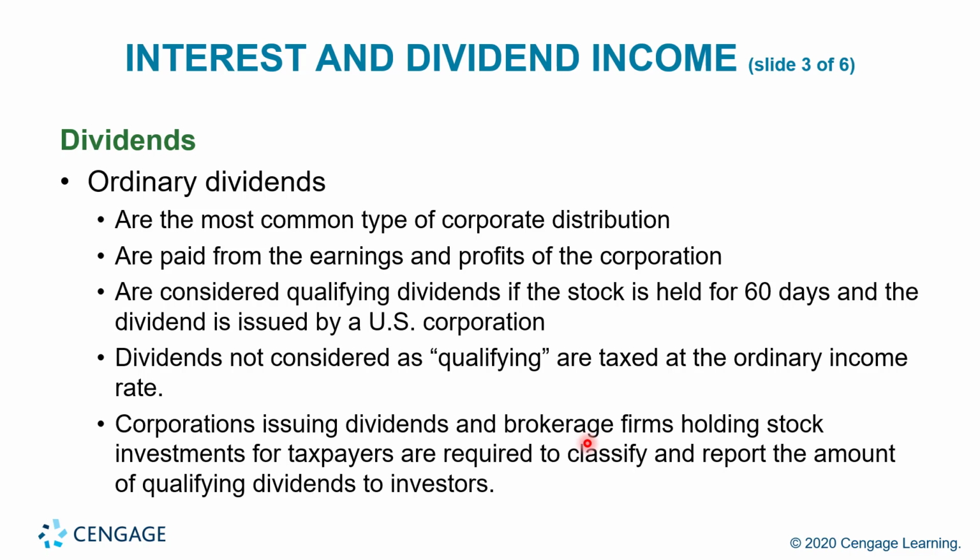Dividends. Ordinary dividends are the most common type of corporate distribution. They are paid from earnings and profits of the corporation. They are considered qualifying dividends if the stock is held for 60 days and the dividend is issued by a U.S. corporation. Dividends that are not considered qualifying are taxed at the ordinary income rate.